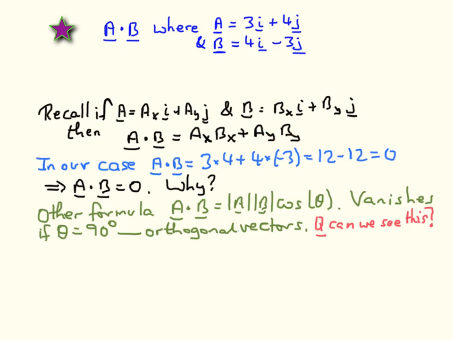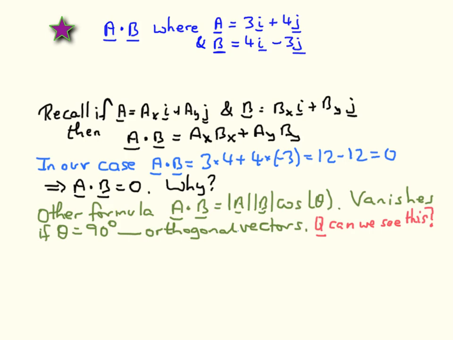So in our case, the scalar product of A and B is going to be 3 times 4 plus 4 times minus 3. And when we expand that, 3 times 4 is 12, 4 times minus 3 is minus 12, so they're going to cancel and the scalar product vanishes. So whenever we get an answer like this, we ought to ask ourselves why.